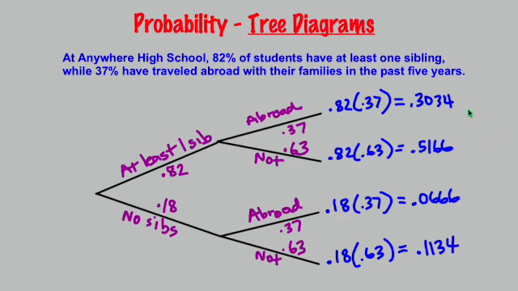And what we can do with this, if I wanted to know the answer to both, what percent of people have at least one sibling and travel abroad, that would be the top one. If I want to know neither, you don't have any siblings and you have not traveled abroad, that would be 0.1134, and these would be one but not the other here in the middle.